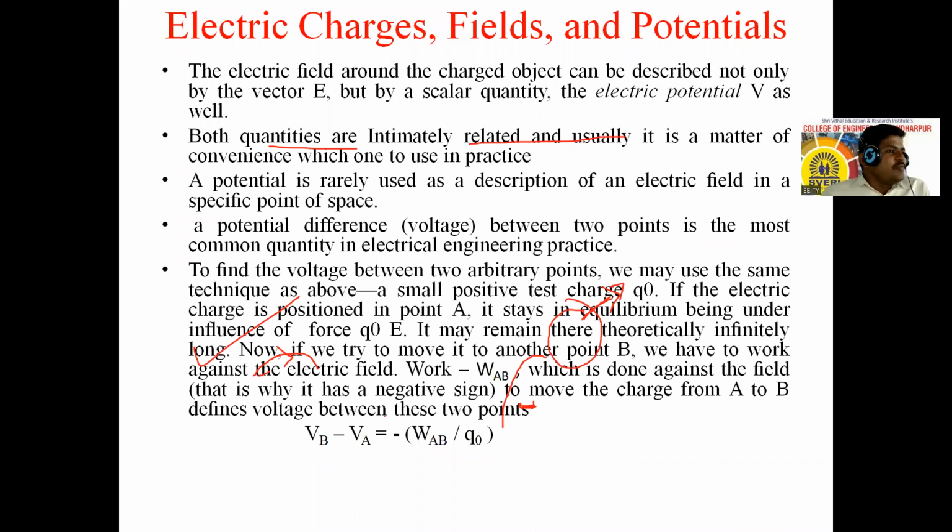So the potential difference between these two points A and B is equal to VBA, and this is represented by the work done required to move that charge, WAB, that is, we require opposite force or opposite work done, minus WAB divided by the charge on that test charge Q0, right? So VB minus VA equals minus WAB divided by Q0. Okay, so this is related to electric charge, electric field, and electric potential, right?